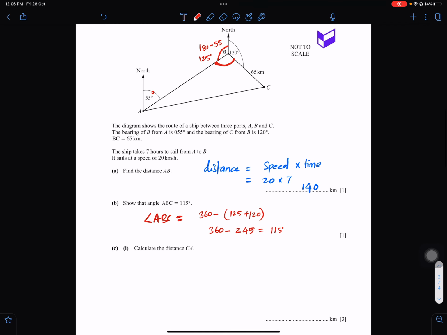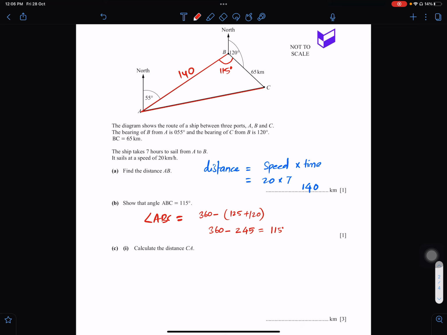Alright, calculate the distance AC. Now to calculate this distance, if we focus on the triangle, we have two distances available. The distance AB we found in part A, that was 140. Then BC is already given to be 65. We have shown that this angle is 115, and we have to find the distance AC. So a simple cosine rule can solve this entire thing.